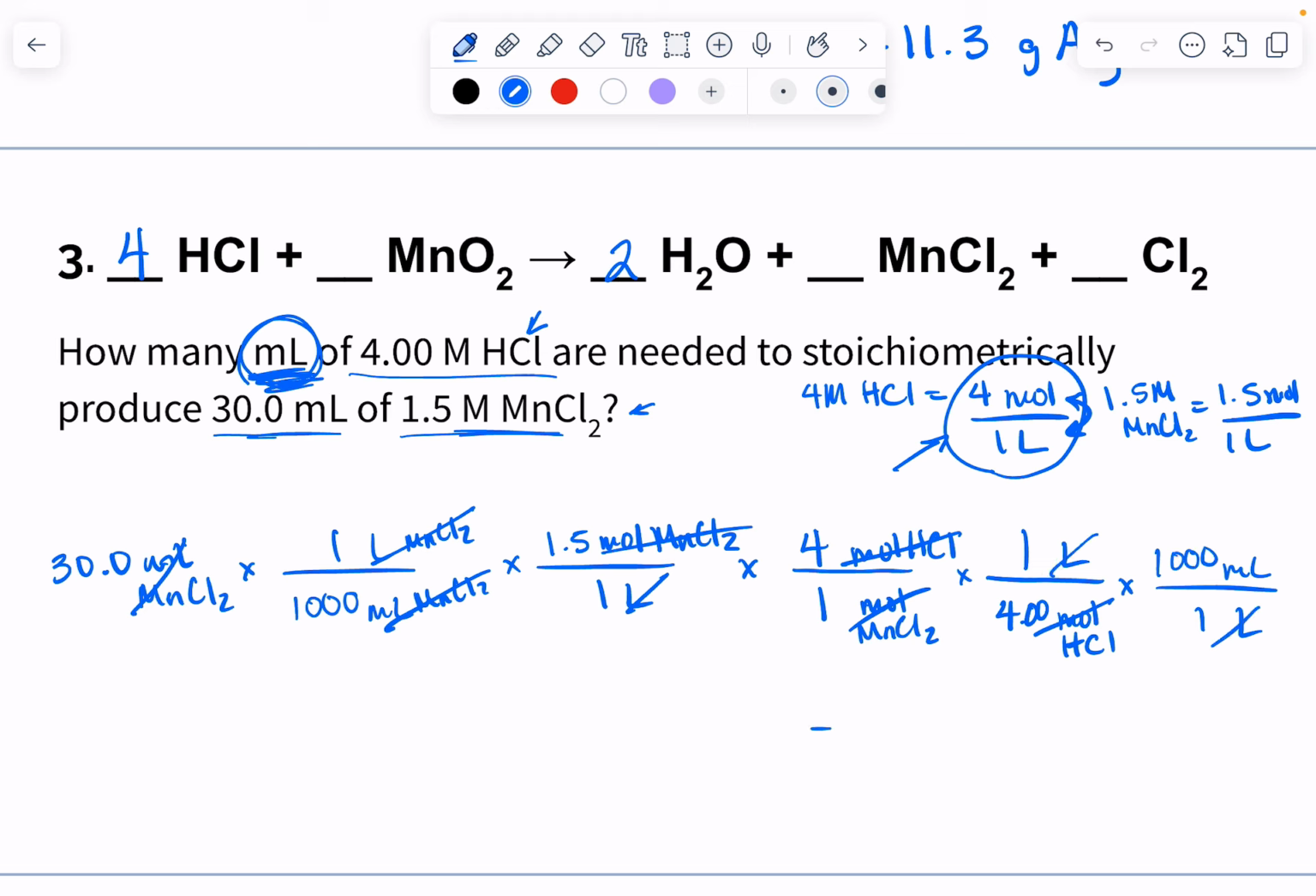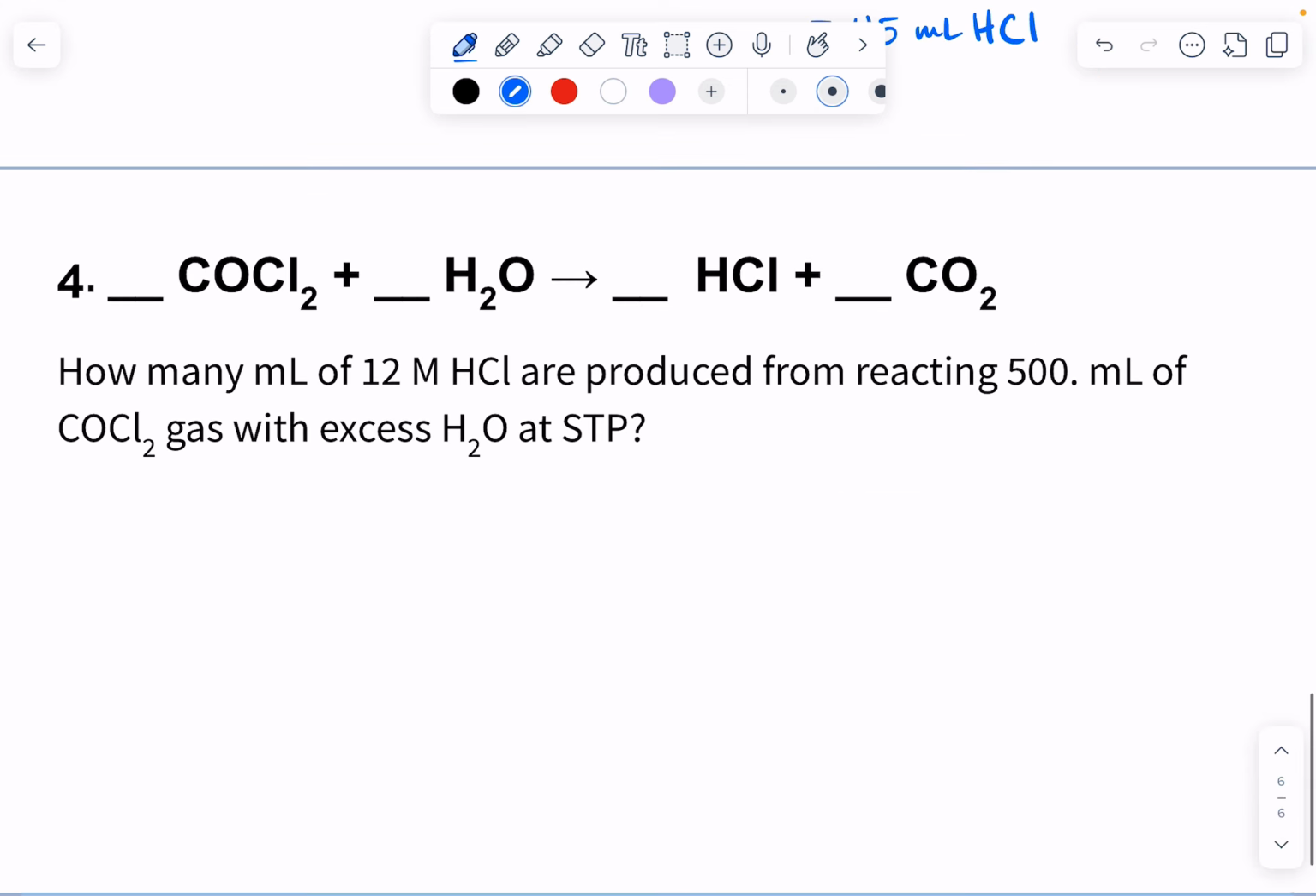So finally, type all this in your calculator. It's a relatively long problem. You're going to get 45 milliliters of hydrochloric acid. And our very last problem, again, we're going to have to start off with balancing this. So if you go through and balance it, you should find the only coefficient you need is a 2 in front of that hydrochloric acid.